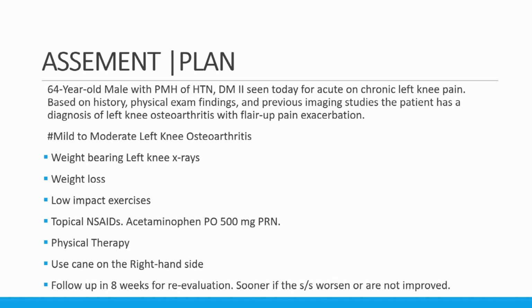And one key patient teaching is for him to use the cane on his right hand. Why? Because he's basically using it on his left hand, and that is the knee that hurts. What we want to do is use the cane on the opposite side so that we can offload the weight. When we use it on the same side, we're basically putting a lot more weight bearing and causing even more pain. And this is something that is going to help him as well.